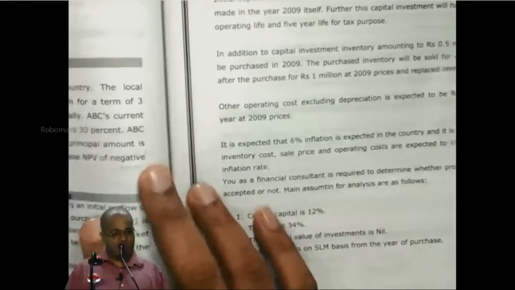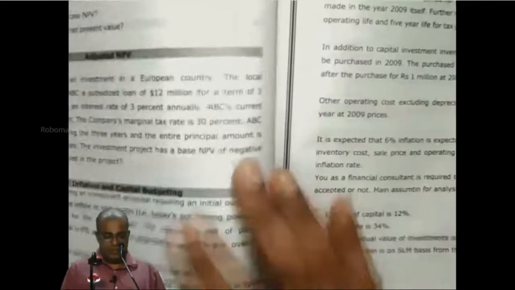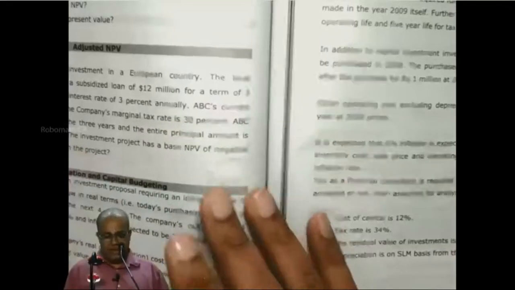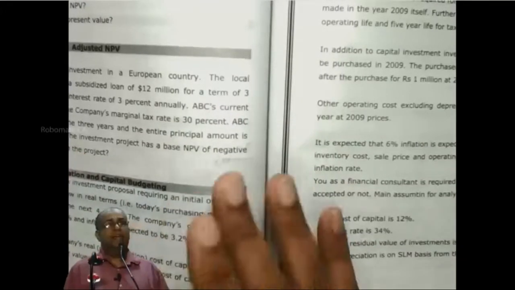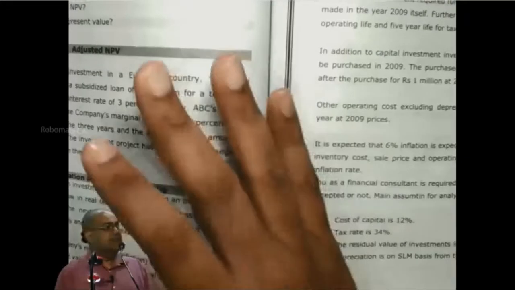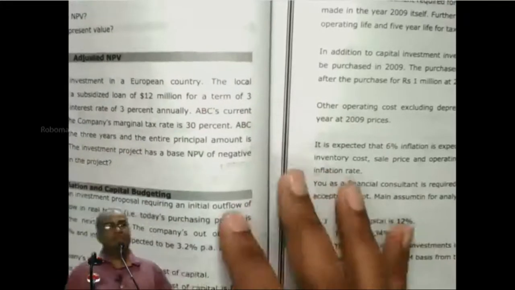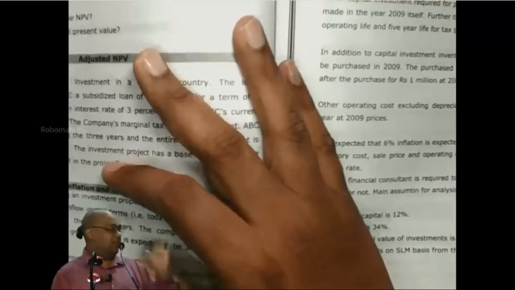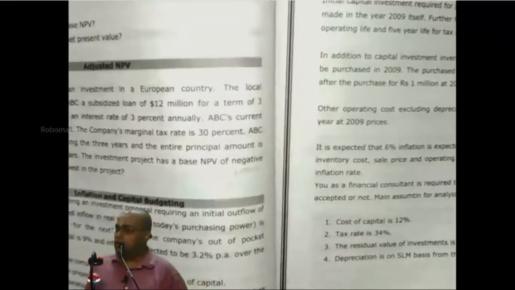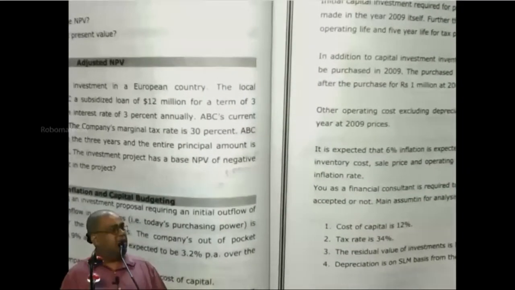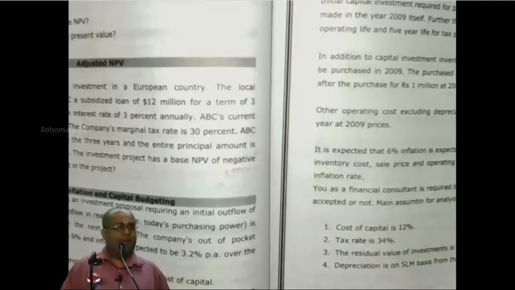Shall we start now? First, we need not calculate base case NPV. They have calculated it. Tell me, what is base case NPV? Minus $6 lakhs. It's a negative NPV project. Understand that? If I finance this project all equity, I don't borrow. I do the project as an all equity project. Tell me, is this project acceptable or not acceptable? Not acceptable. The NPV is minus $6 lakhs.